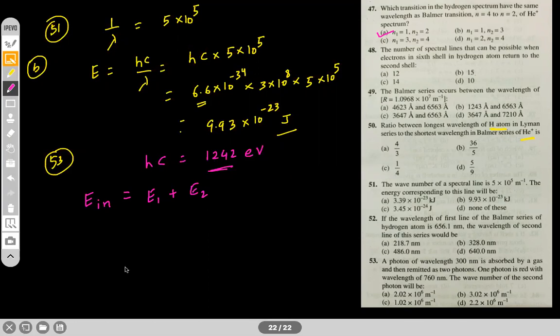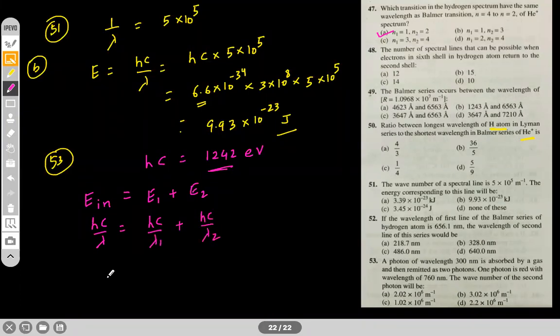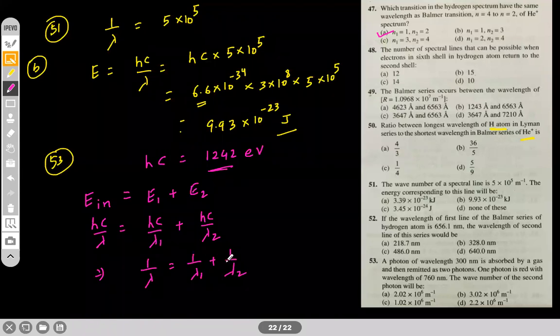We have done this, so I'll just do it quickly. Hc by lambda is equal to Hc by lambda 1 plus Hc by lambda 2. Further, we can write 1 by lambda is equal to 1 by lambda 1 plus 1 by lambda 2. Lambda and lambda 1 are given. You can find lambda 2 from this expression. You will get option A. Are you getting option A? Yes. Correct. Option A is correct for this one.